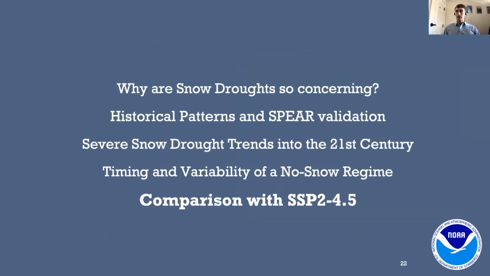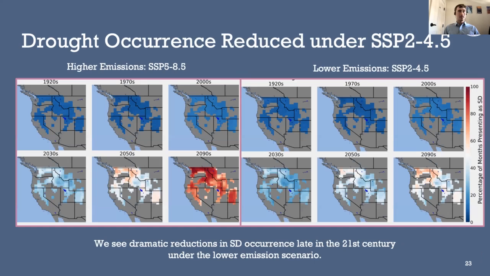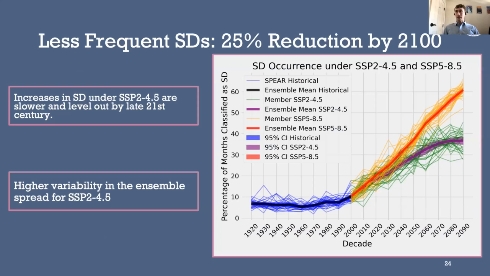So let's take a quick dive through a comparison of that higher emission scenario that we've looked at with a lower emission scenario, and see what that can do to lessen those conditions. First of all, we notice that the drought occurrence is significantly reduced under the lower emission scenario. I'll give you a minute to look at these figures here. And then we can look at that aggregated figure again.